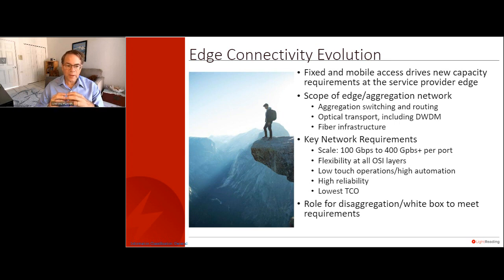The key piece to keep in mind as we do that is to always measure that against the set of requirements. How do these white box and disaggregated network architectures meet these requirements, and how do they meet them compared to a traditional way of doing network infrastructure? Those are really the key things that I think network operators are looking at, and what I'm looking forward to hearing from our speakers representing both the software and the hardware side as they talk about the future of disaggregation in edge and aggregation connectivity.